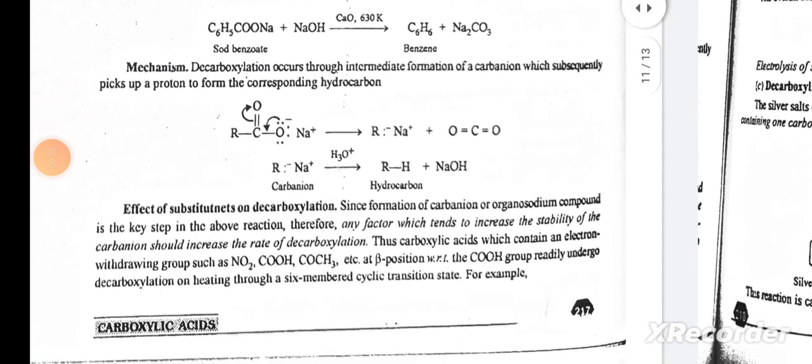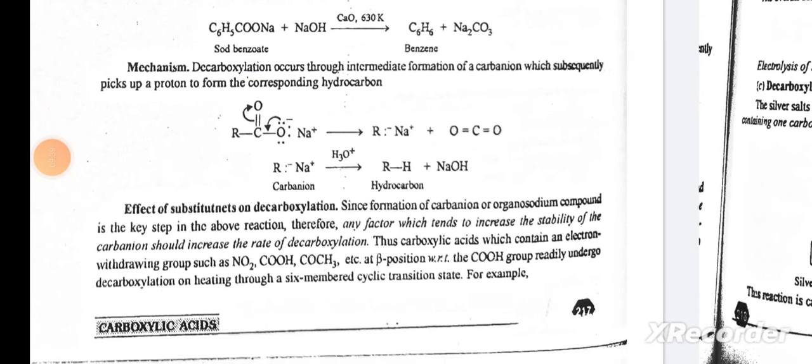Alkane, sodium benzoate, benzene. Mechanism: decarboxylation occurs through intermediate formation of a carbanion, which subsequently picks up a proton to form the corresponding hydrocarbon. Look below: carbanion, hydrocarbon. Effects of substituents on decarboxylation.